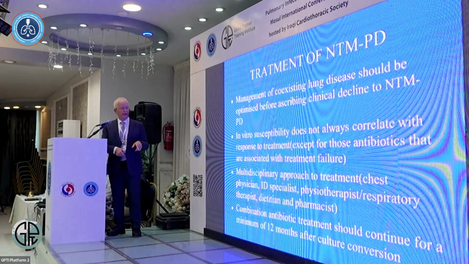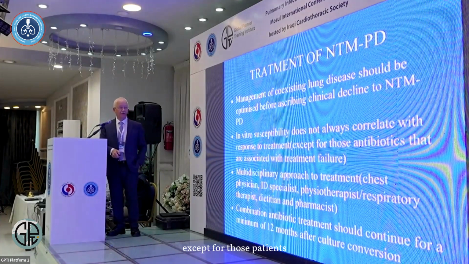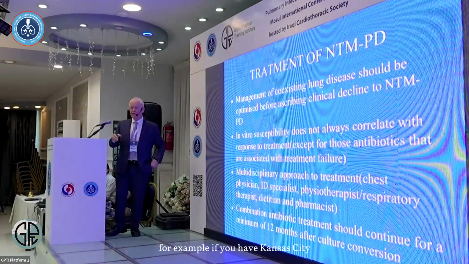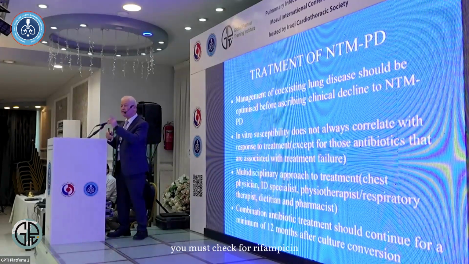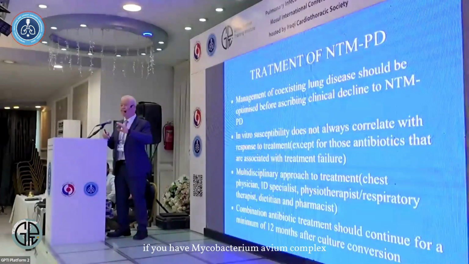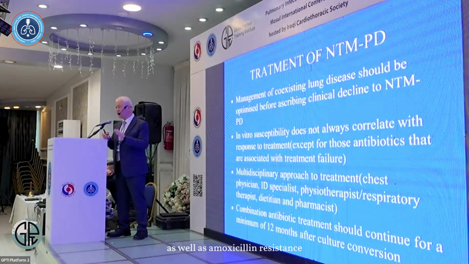And in vitro susceptibility does not always correlate with the response to treatment, except for those antibiotics that are associated with treatment failure. For example, if you have Kansasii, you must check for rifampicin, because resistance to rifampicin is associated with treatment failure. If you have Mycobacterium avium complex, you must check for clarithromycin or macrolide resistance, as well as amikacin resistance, because they are associated with treatment failure.